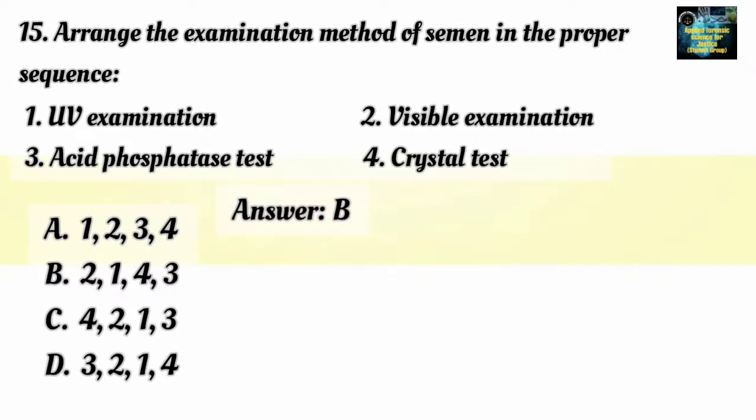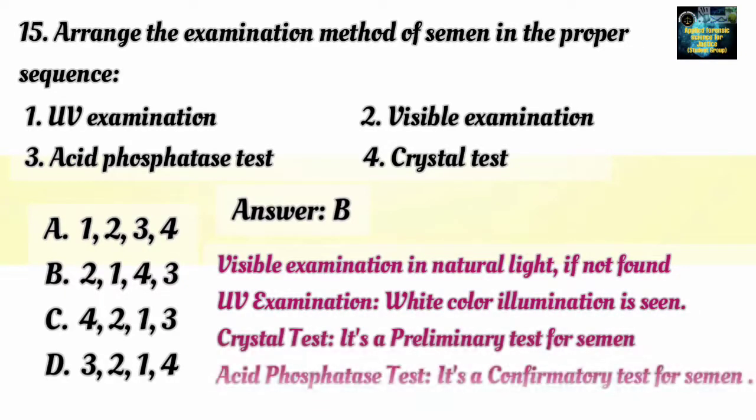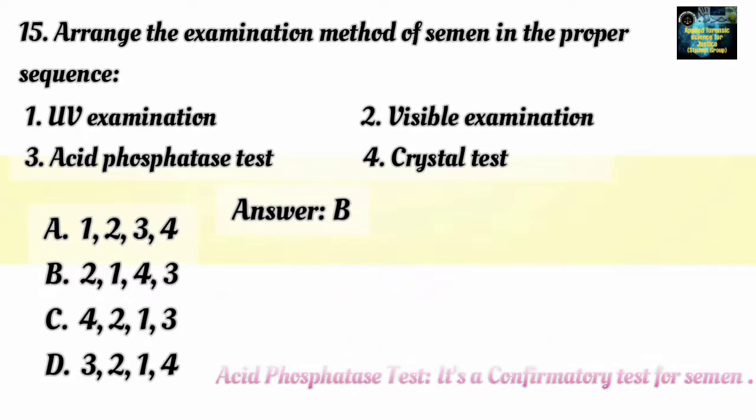2, 1, 4, 3. That is visible examination, UV examination, crystal test, and acid phosphatase test. Visible examination in natural light; if not found, UV examination, that is white color illumination, is seen. Crystal test is a preliminary test for semen. Acid phosphatase test is a confirmatory test for semen.